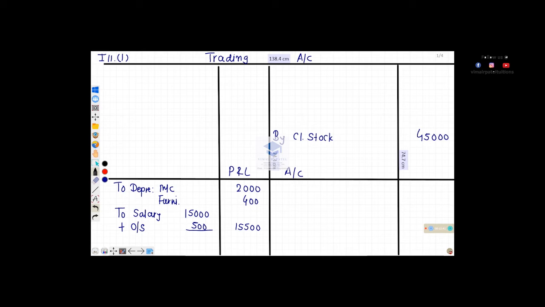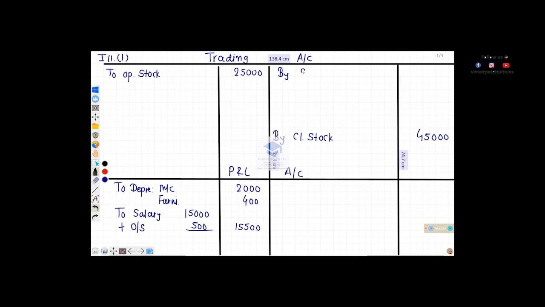Let's start with the debit balances. Stock on 1/4/16 is our opening stock, on the debit side of the trading account: 25,000. Then sales return. Sales return will be subtracted from sales, which is 78,150 on the credit side.